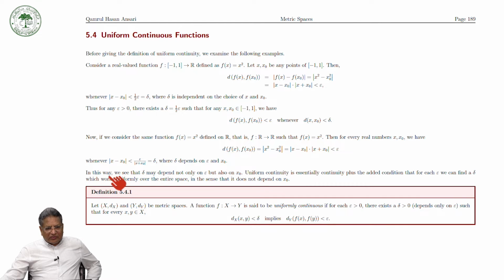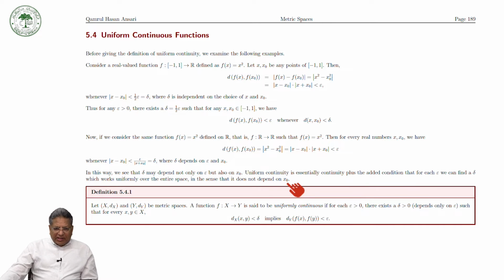So in this way we see that delta may depend not only on epsilon but also on x naught. Uniform continuity is essentially continuity plus the added condition that for each epsilon we can find a delta which works uniformly over the entire space, in the sense that it does not depend on x naught. So that is the main difference between continuity and uniform continuity.